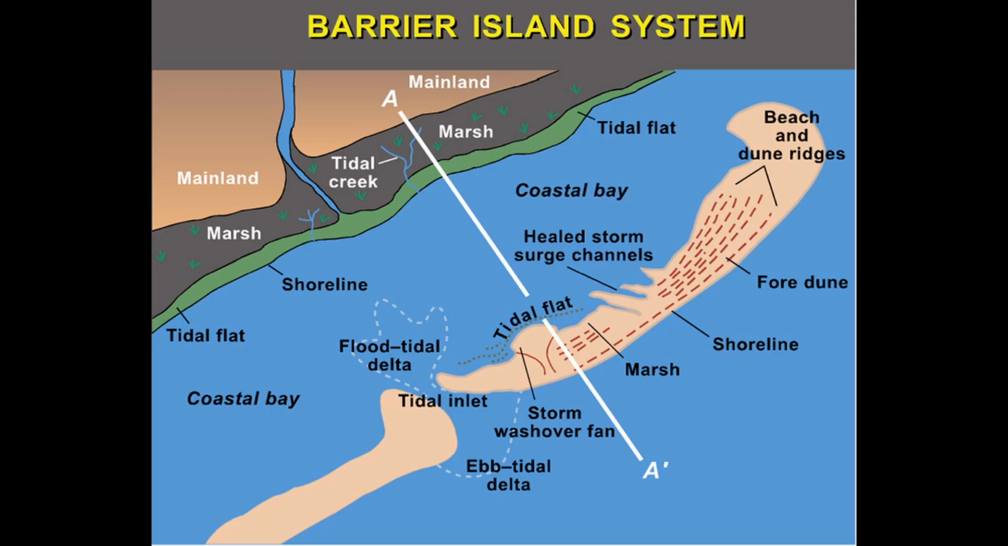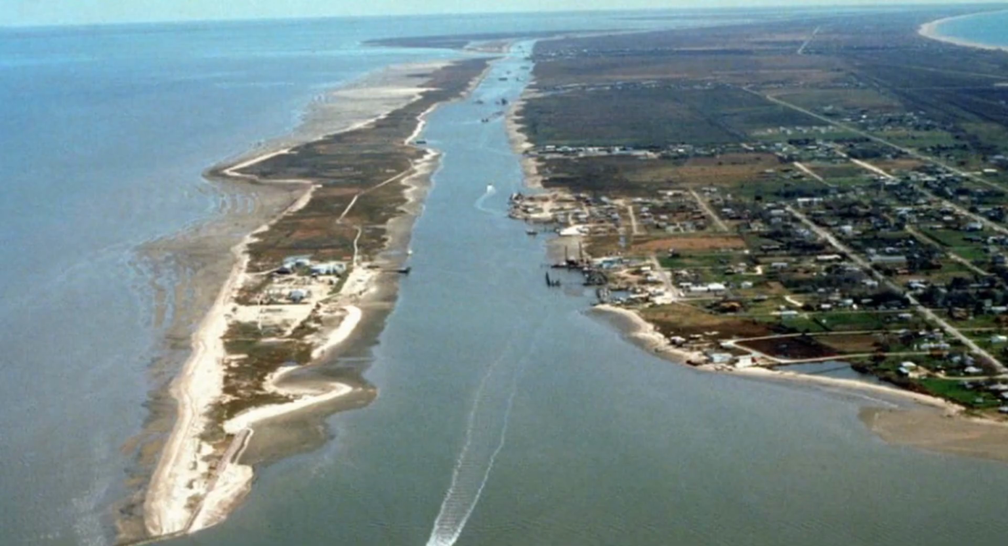Barrier islands. While barrier islands like Galveston Island provide some protection from the full force of storm surges, they can also trap floodwaters behind them, worsening flooding in bays and estuaries.